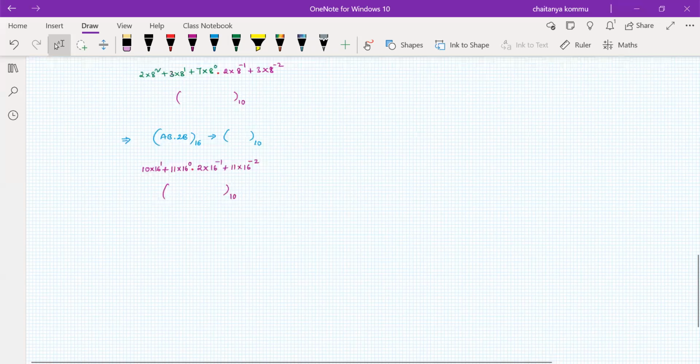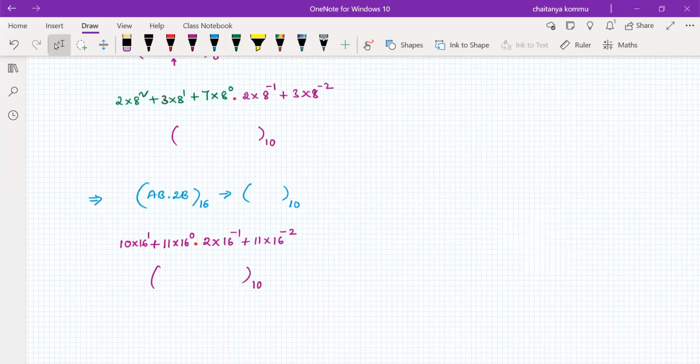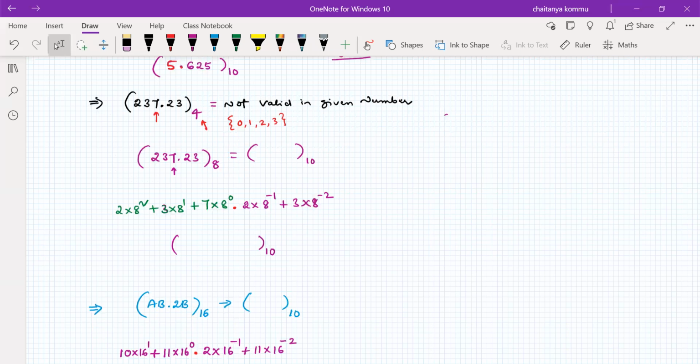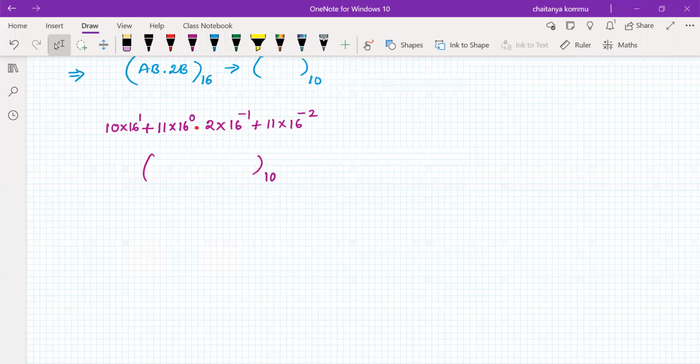Sir, how do we know whether a number is valid or not? That depends upon the maximum digit that is available. For example, 72316, I have given this number, and say 5 is the radix of the number system. By looking at this number system, I know that it uses only certain digits.